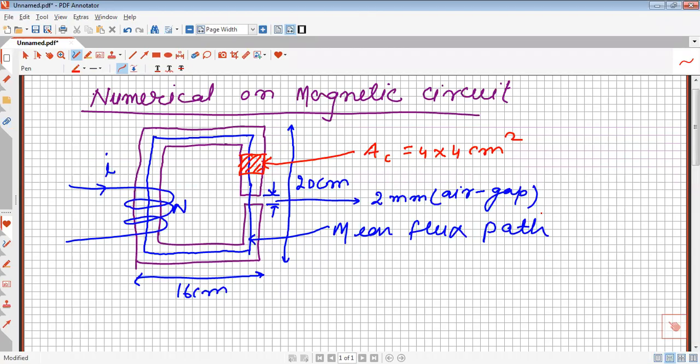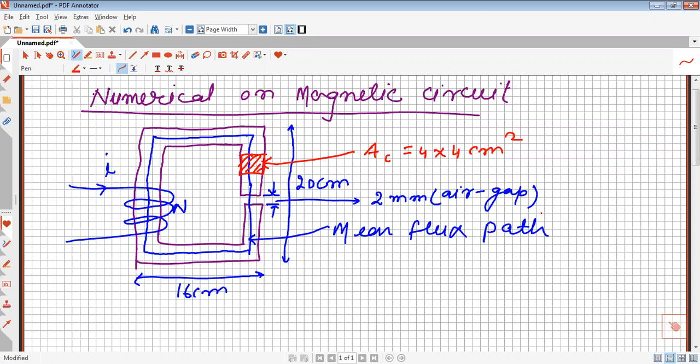Hello everyone. In this part of the lecture, I am going to discuss one numerical problem that is very interesting. Whatever I studied in part one, the fundamental concept was given there. So the application of that concept I am going to discuss here. If you have not seen that video, please see that video, whose link is given in the description box.